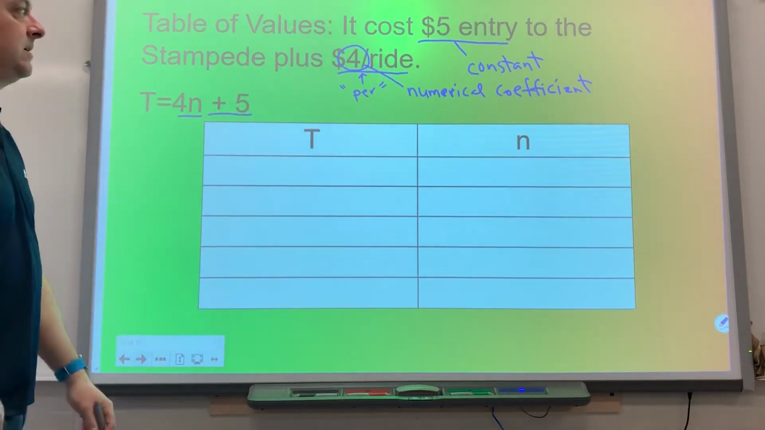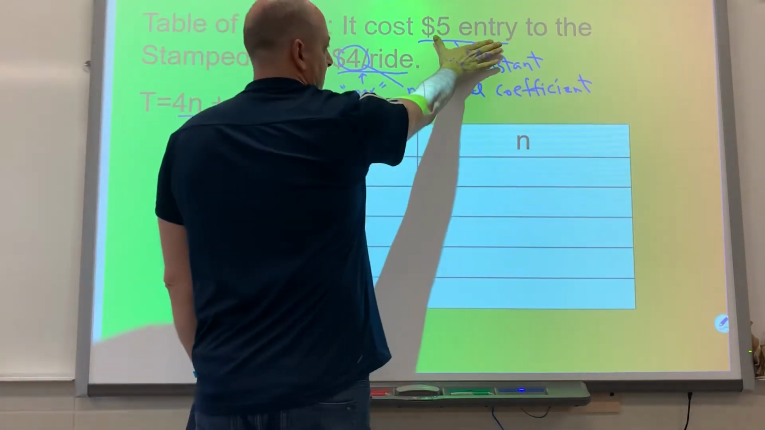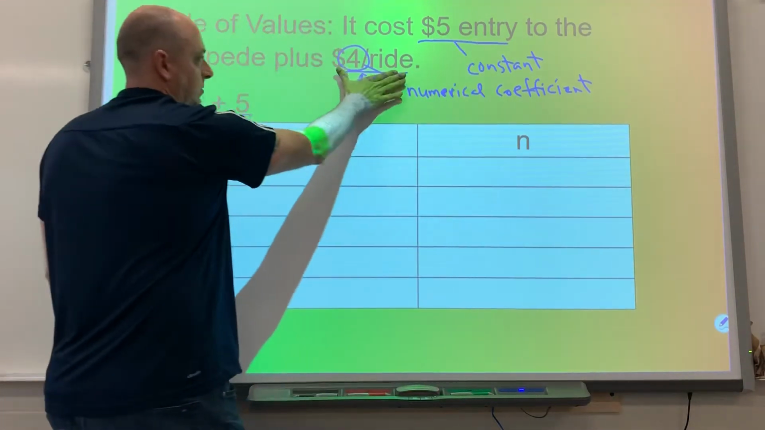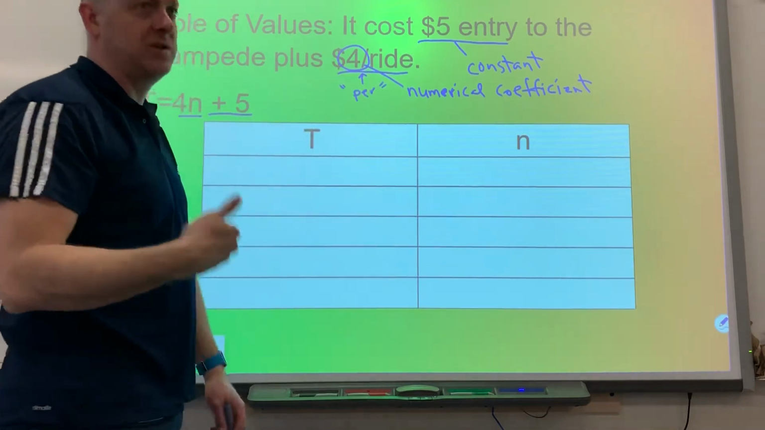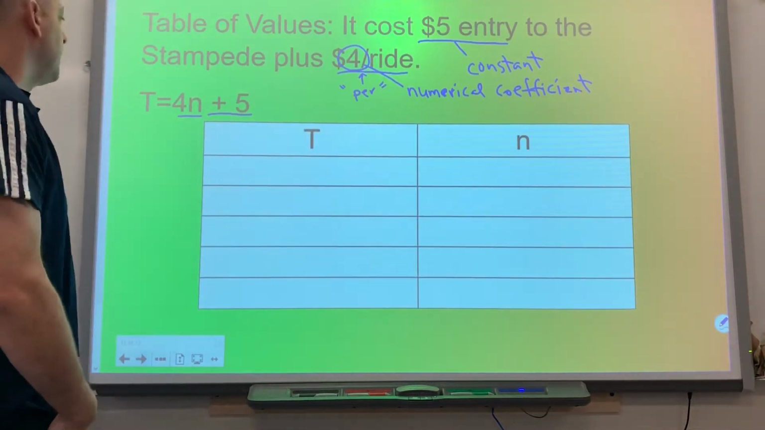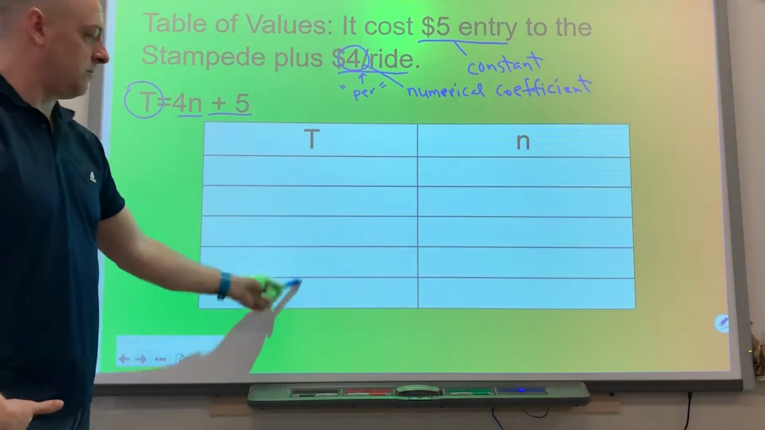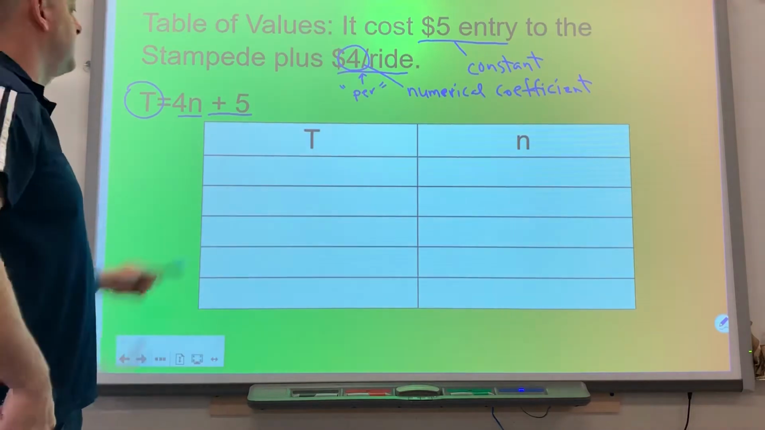attached to it. So it becomes easier to make an equation when you understand what is constant, what does not change, and what is the numerical coefficient. What does change according to how many rides you go on, okay? Again, if this is our output, this t, we would probably want to say that's our end answer, so we'll start with our ends changing.